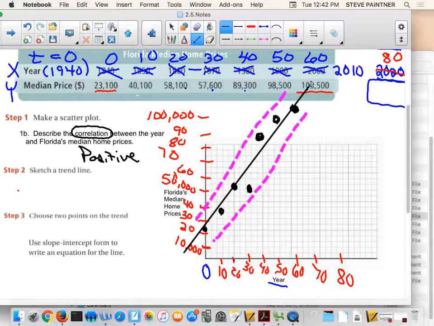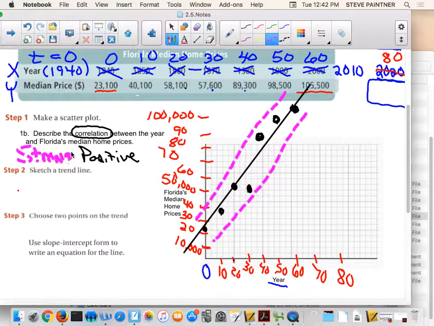So look at the line. Tell me, what do you think about these points? Are they really close to the line? Yeah. This is right on, little off, right on. This one's off, little off, right on. I mean, to me, this is what? Strong or weak? Strong. Yeah, this is pretty strong, guys. So this would be a strong, strong positive, right? Good. Sketch the trend line. Check. I already did it, so I'm good.